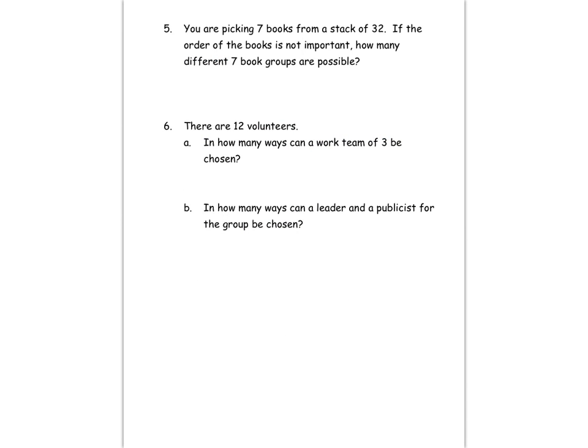Okay, last ones. You're picking 7 books from a stack of 32. If the order of the books is not important, how many different 7-book groups are possible? Groups. Groups are combination. How many could we pick from? 32. We're picking 7 of them. So 32C7. I believe that's 3,365,856.